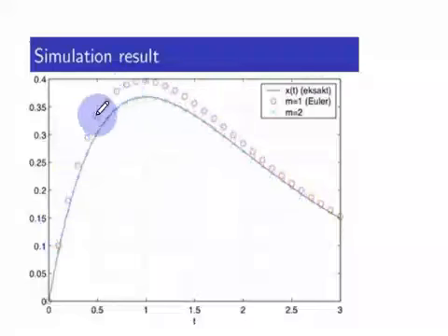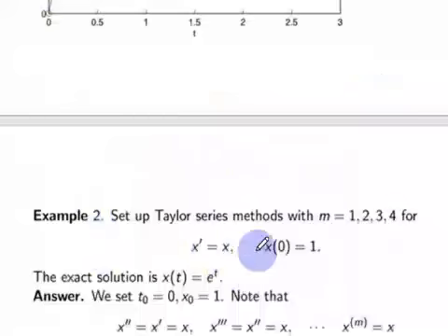So this is the first order Taylor series approximation, and the crosses represent the second order Taylor approximation. All right, if you look at another example, set up the Taylor series method with first, second, third, and fourth order.